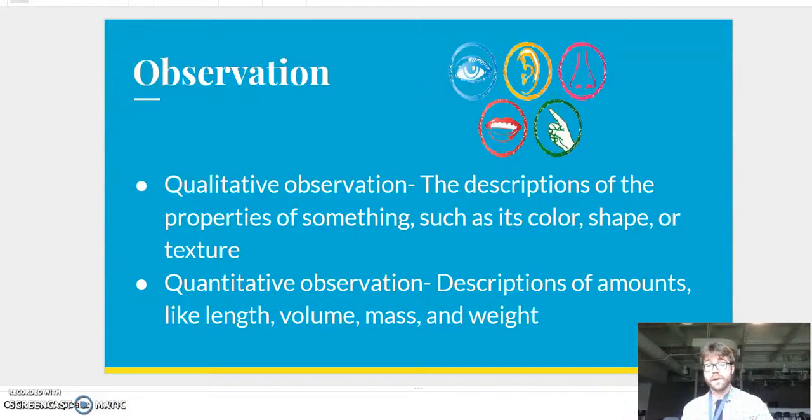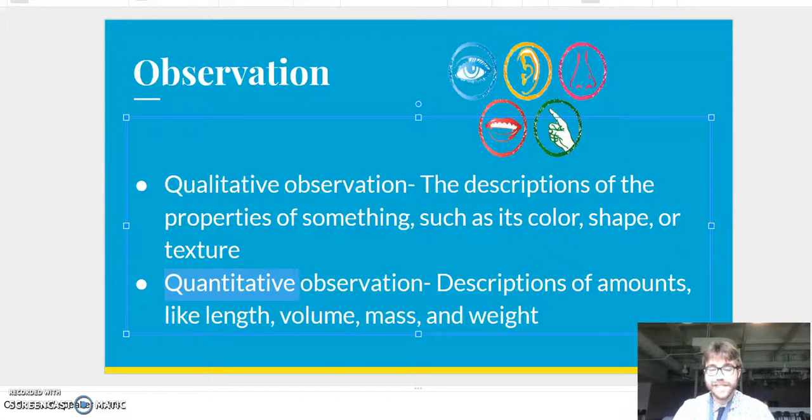If we're wanting to talk about how many there are, that's going to be a quantitative observation. Quantitative observation describes how much. It describes the length, the volume, the mass, the weight. Anything describing a number is going to be a quantitative observation. Best thing to remember here is that n. If you see that n, that's your clue in, oh, I need to describe a number.